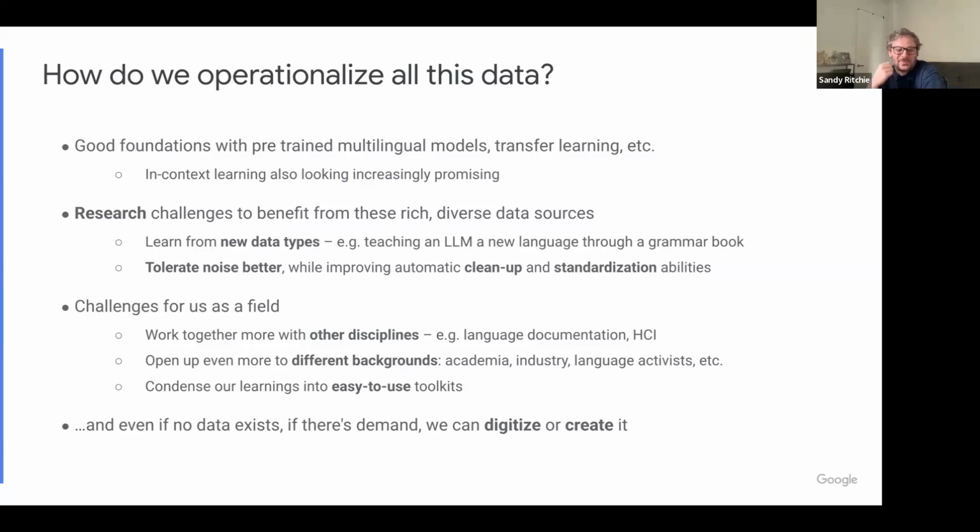Finally, I guess one other thing that we could do is to take all this complexity, all this space of metadata and data, and, as the questioner asked earlier, figure out how to fuse this into something which is much easier for many more people to use. Even in the case where there isn't any data, where you can't find any audio data or any text data for the language you're working on, there are always options, like I said, to digitize it or create it.